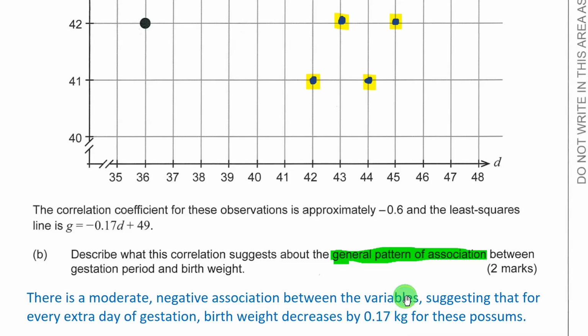So we'd say there is some moderate negative association between the variables. And then we could elaborate using the gradient maybe to say that, suggesting that for every day of gestation, birth weight decreases by 0.17 kilograms for these possums.